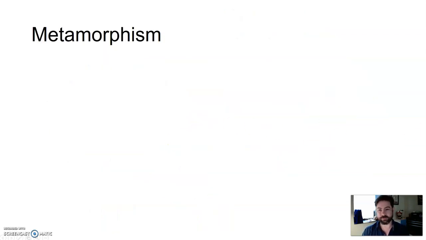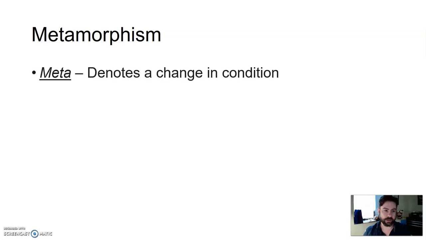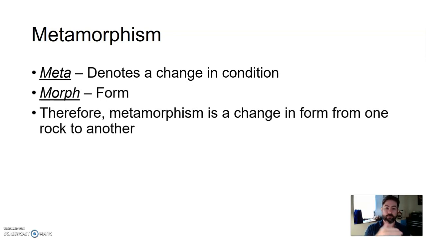So, what is metamorphism? Sometimes I like to break down the words to help me understand what this stuff is all about. So, meta is a prefix that denotes a change in condition. Morph means form. Therefore, metamorphism is a change in form from one rock to another. So, like the mighty morphing Power Rangers, they're changing their form. So, metamorphism. We're going from one rock to another one.